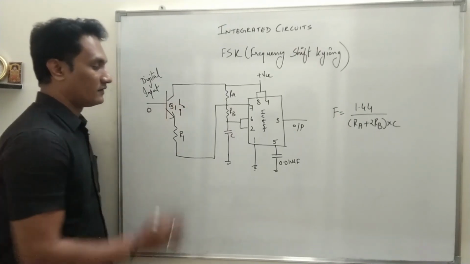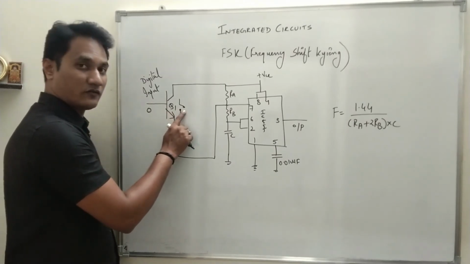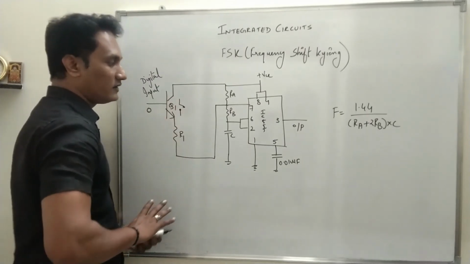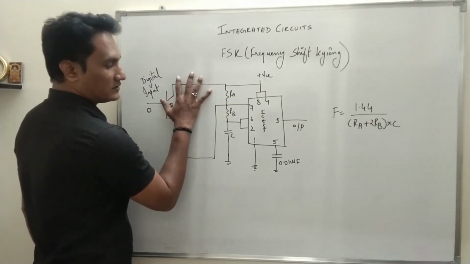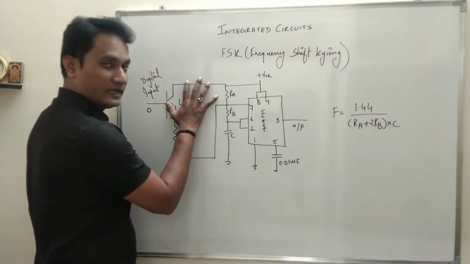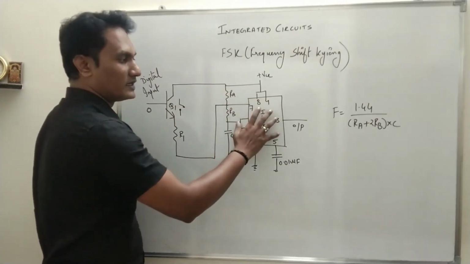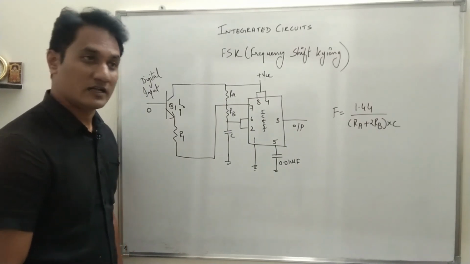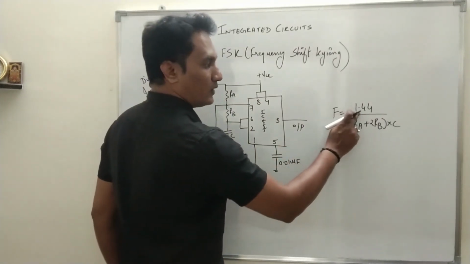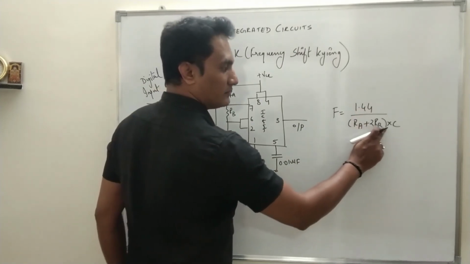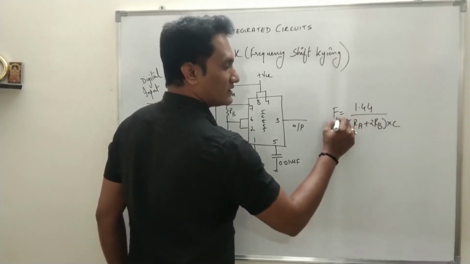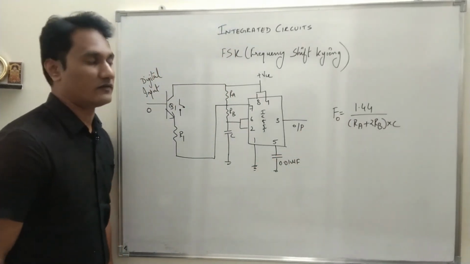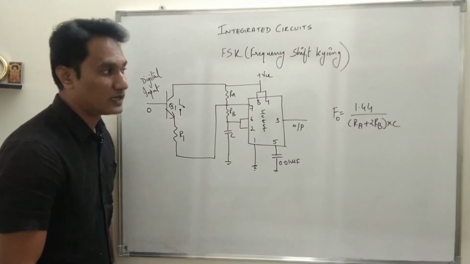That means the transistor is in open circuit form, and when it's open, no current will flow. So you just imagine as if there is no circuit in parallel to RA. The circuit becomes exactly similar to what we have done for our astable multivibrator. So the formula for frequency is 1.44 upon (RA plus 2RB) into C. This is the output frequency when the input is 0, so I'll write F0. F0 is 1.44 upon (RA plus 2RB) into C.